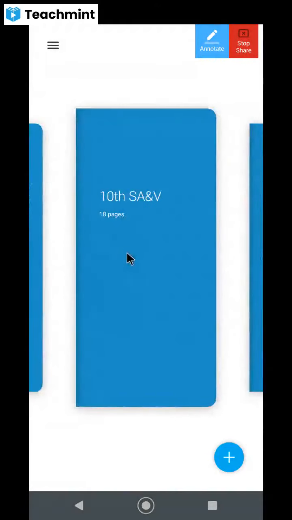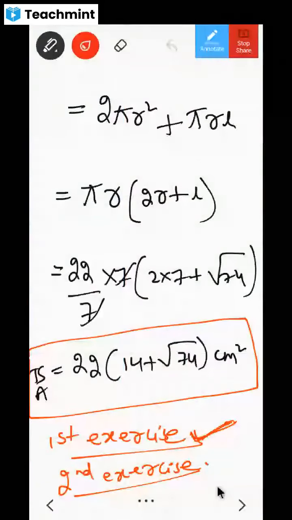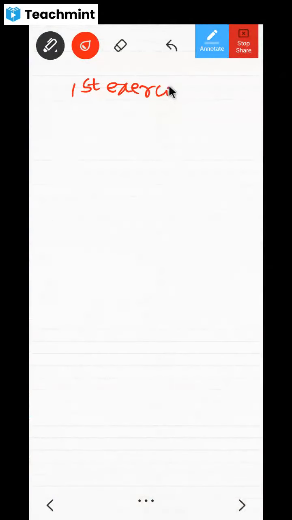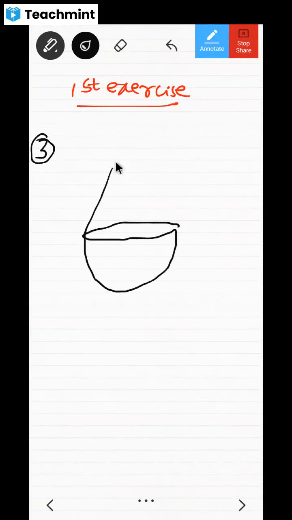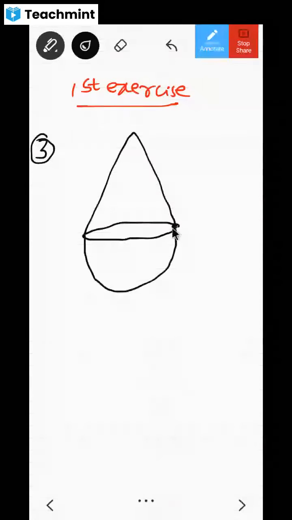Now, 10th Surface Areas and Volumes. We are looking at the first exercise, question number 3. First of all, drawing the diagram is very, very important. In this, there is a cone mounted on a hemisphere. That means there is a hemisphere like this, and on this there is a cone. This is how the diagram comes, right?